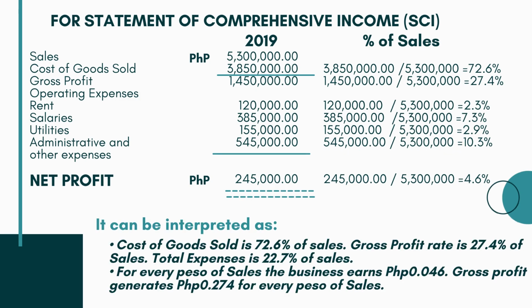It can be interpreted as cost of goods sold is 72.6% of sales. Gross profit is 27.4% of sales. Total expenses is 22.7% of sales. For every peso of sales, the business earns 0.046 pesos and gross profit generates 0.274 pesos for every peso of sales.